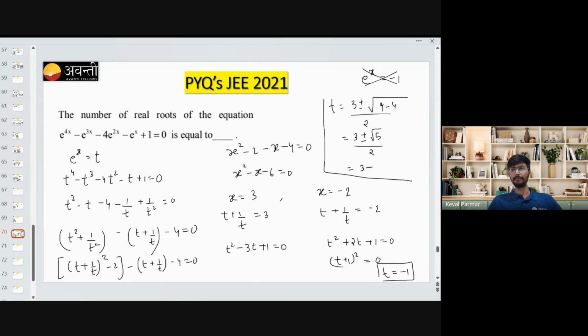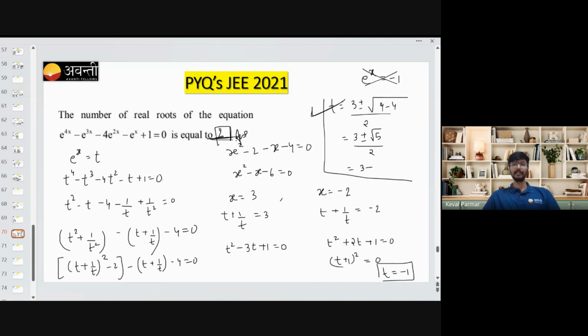That means 3 plus root 5 is something around 5 point something. Root 5 is something around 2 point something. So 3 minus 2 point something, both are positive. Great. Simple guys. So we got 2 roots from here. And both roots are positive. And if both roots are positive, then there exists a value of x. That means the number of roots of the equation is 2. This is our final answer.